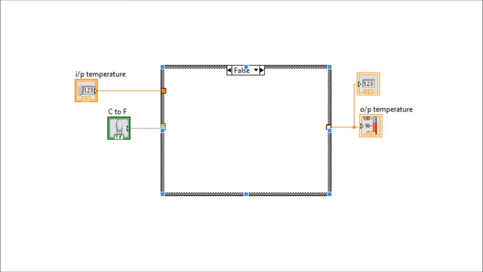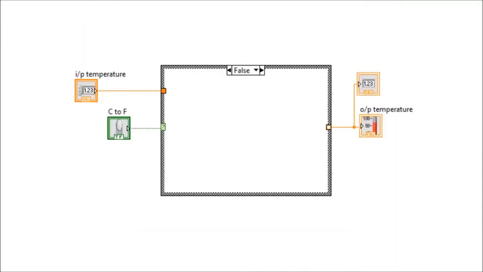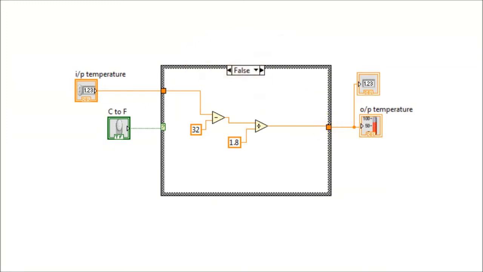So if we check here the list of errors, it says here missing assignment to tunnel, which means that within the false window this tunnel has not been connected yet, and it should be connected. In the false window of the case structure, we need to construct the code required for the conversion from Fahrenheit to Celsius. Notice now the tunnel here is being filled and the error disappears.